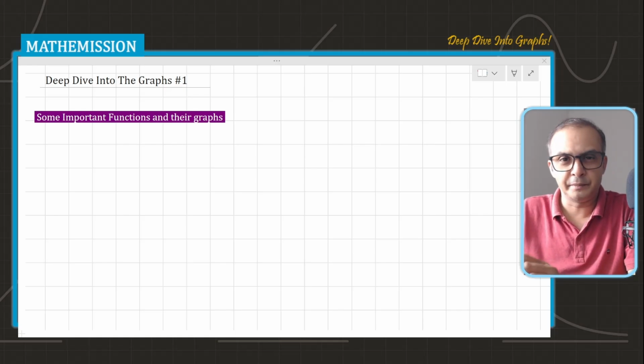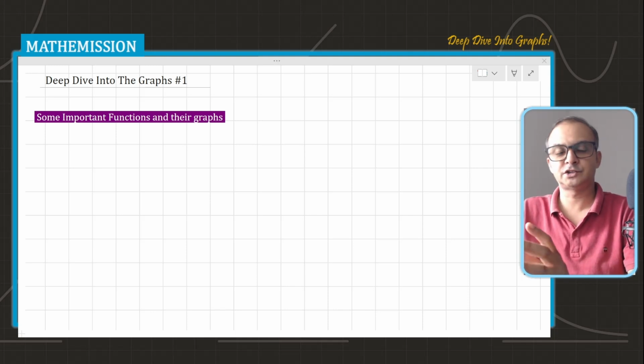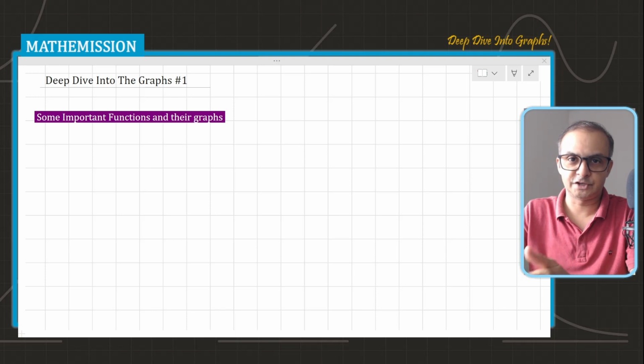So there are mainly four kinds of transformation we have to learn. The translation, in which the graph is shifted horizontally or vertically. The second transformation is dilation, in which the graph can be shrunk or can be elongated. The third kind of transformation is flipping of the graph. It means the reflection of the graph about a particular line. And the fourth one is the rotation of the graph.